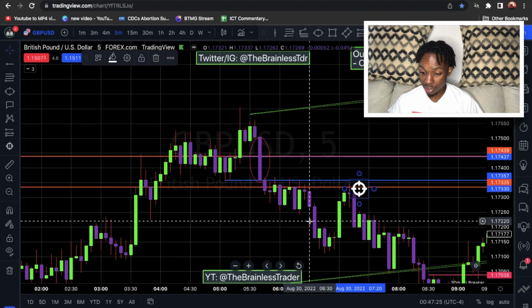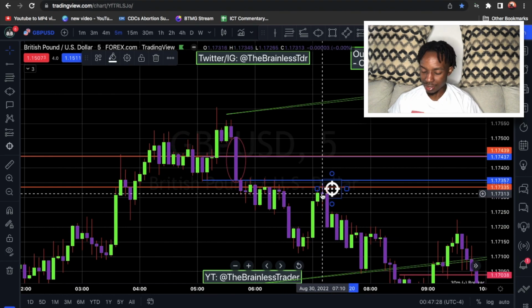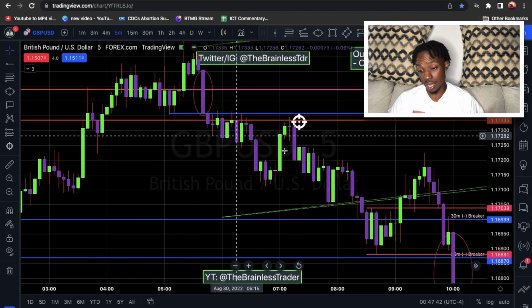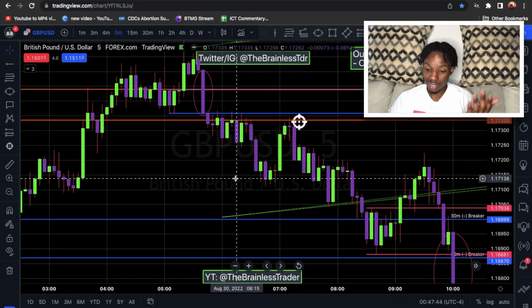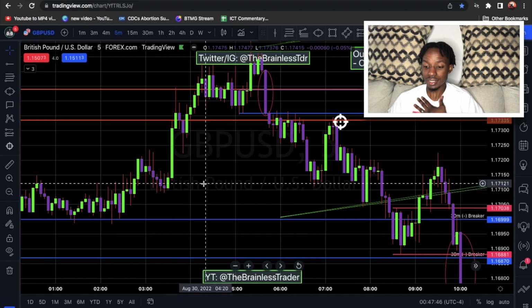So, what time is it? This is 7:15 in the morning. ICT says this kill zone starts around 7 to 10. Usually, I like to wait until 8:39, depending on if there's news. I don't know if there's news this day or not. I didn't personally take this trade, but this is a setup you could have taken, right?